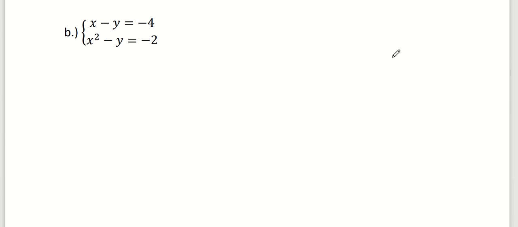Let's take a look at another one of these. We have x minus y equals negative 4, and we have x squared minus y equals negative 2. So we want to pick one equation and solve it for one of the two variables. There's a lot of different ways you can go with this one. Maybe I'll take the first equation and solve it for y.